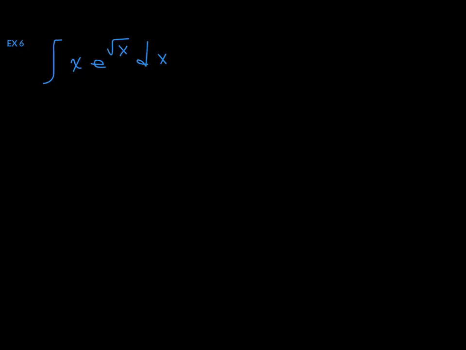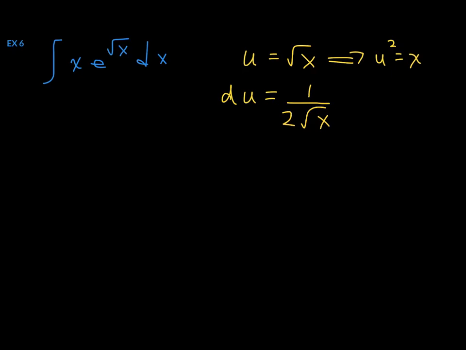So a u sub, if I say let u equal the square root of x, that would imply that u squared is equal to x. That's helpful. Also, what that would imply is, let's see, du is equal to, remember that this is x to the power of 1/2. And so, therefore, it would be 1 over 2 root x, like that, dx.